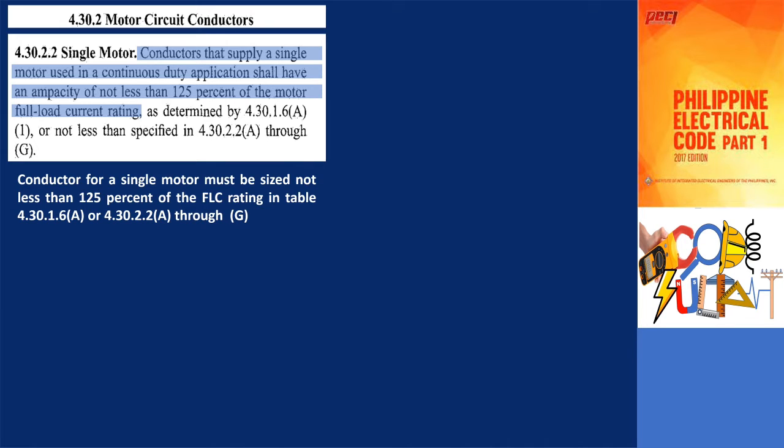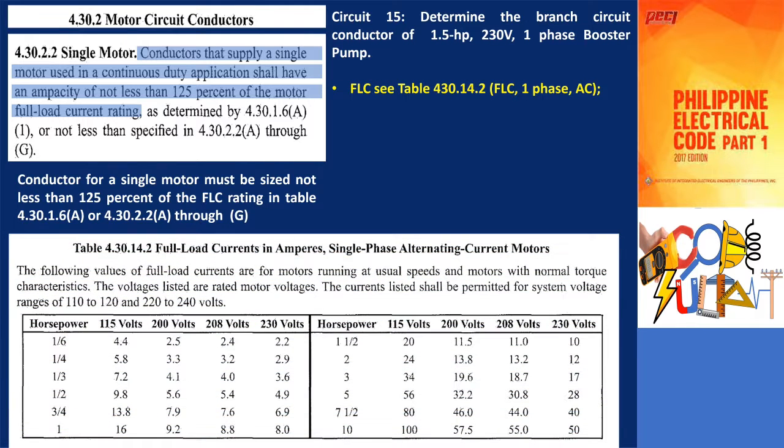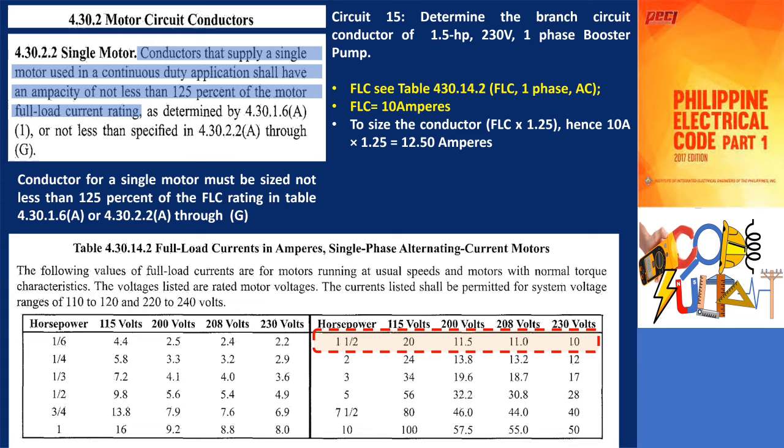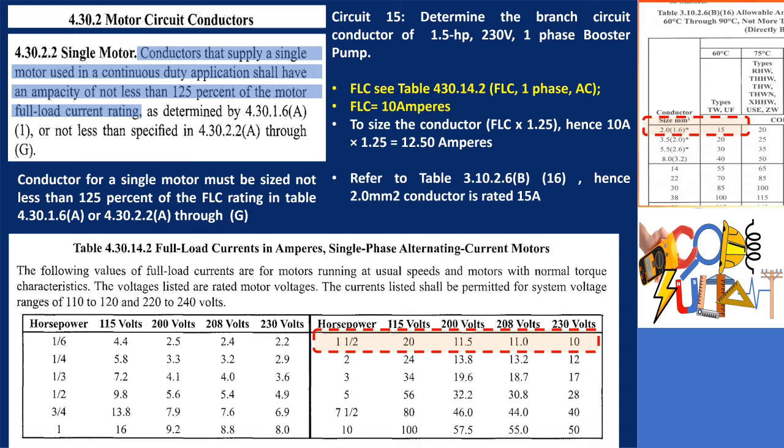Going back to our project, in branch circuit 15, 1.5 horsepower booster pump, 230 volts, single phase. The first step is to determine the full load current in Table 4.30.14.2 for full load current in amperes, single-phase AC motors, as per table. 1.5 horsepower at 230 volts has a full load current of 10 amperes. Determine the minimum size of the conductor: 10 amperes multiplied by 1.25, therefore, the minimum size of the conductor is 12.5 amperes. As per the ampacity table, 2.0 square millimeters is suitable.